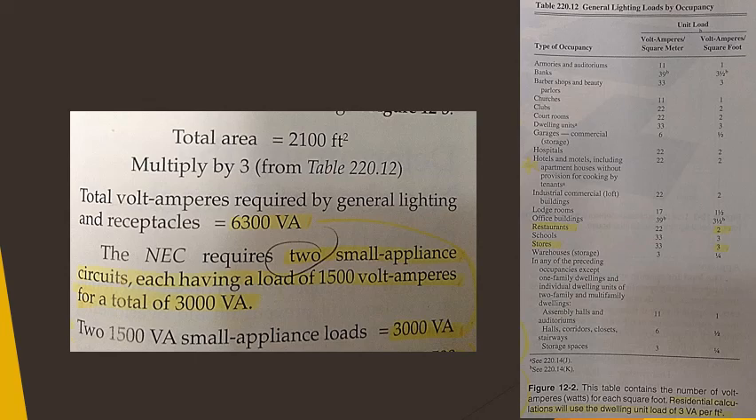Two 1500 VA small appliance loads equals 3000 VAs again. A separate laundry circuit of at least 1500 VAs is required by the NEC. If the rating on the equipment's nameplate is higher, use that number instead of the 1500 VAs. Again, the load for one laundry circuit equals 1500 VAs.